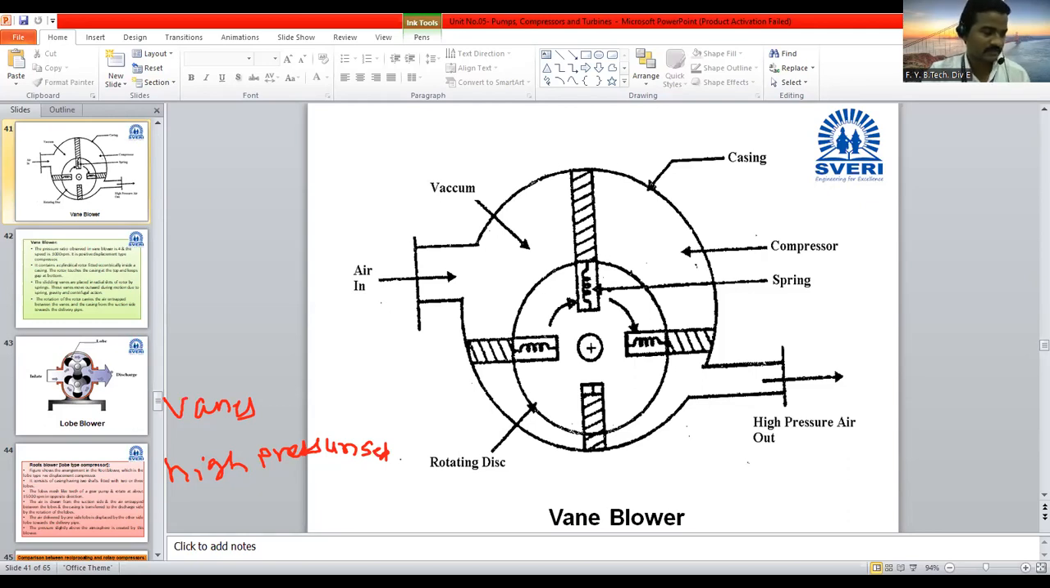Okay, there's an instruction asking me to repeat the first statement of this compressor. Okay, when disk starts rotating, some quantity of air is entrapped between two vanes in front of inlet. Now is it okay?